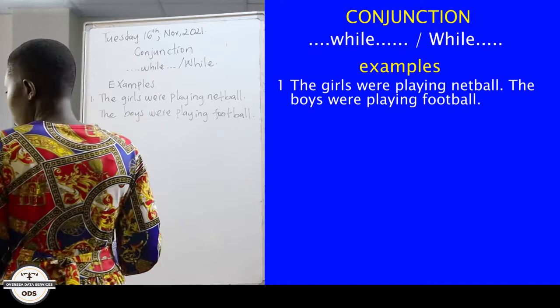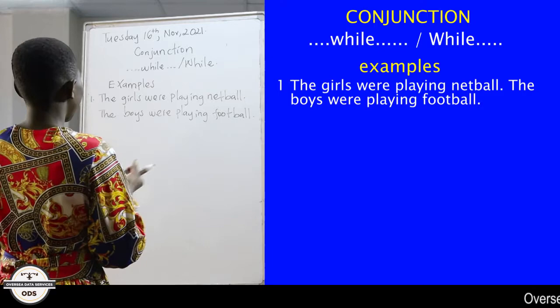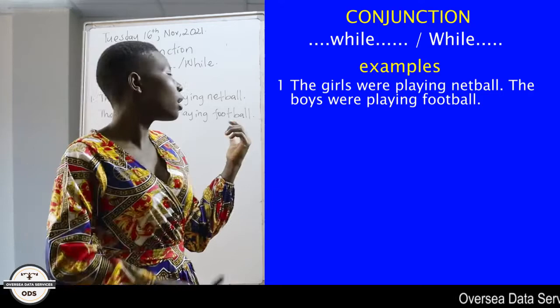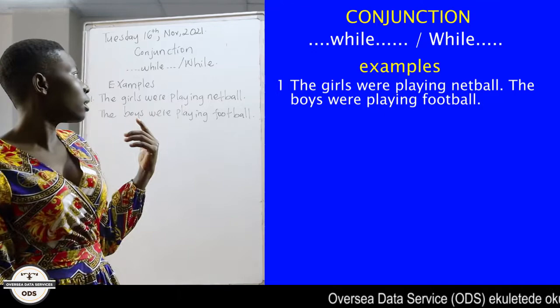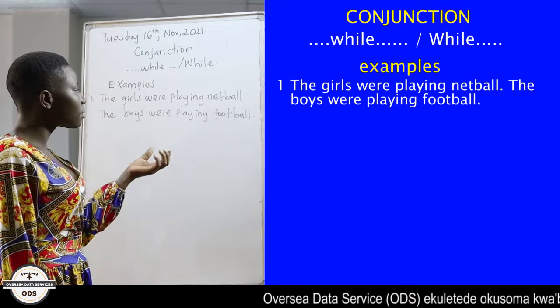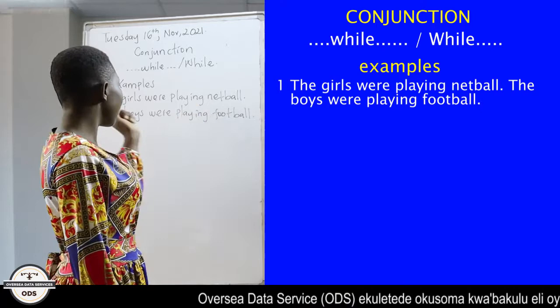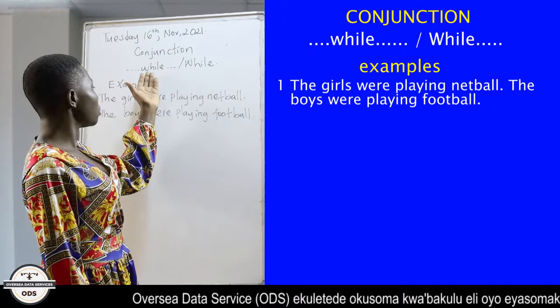Now there are two actions happening, and when we are using "while," we use the past simple tense and the past continuous tense to help us join the two sentences. Here we are seeing two things happening at the same time. The girls are playing netball, and at the same time the boys are also playing football. So we are going to join these two sentences using "while."